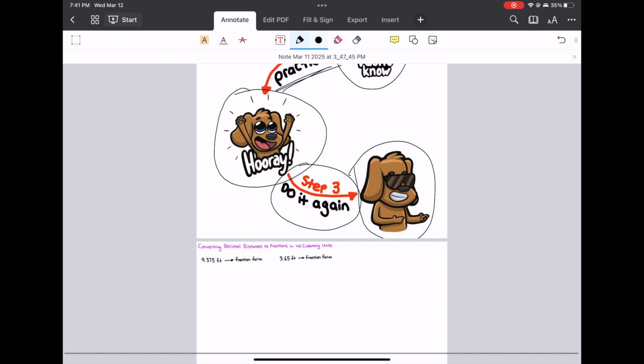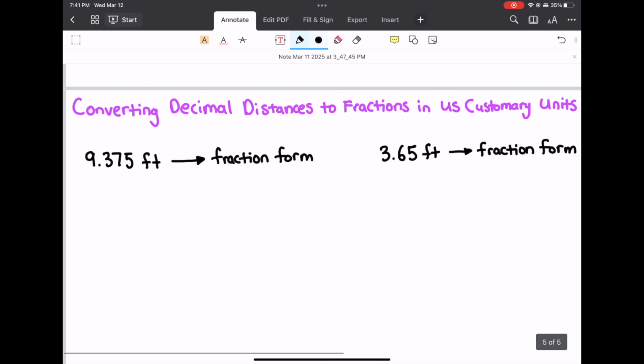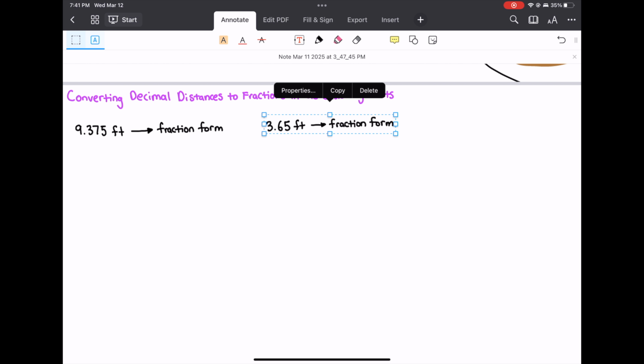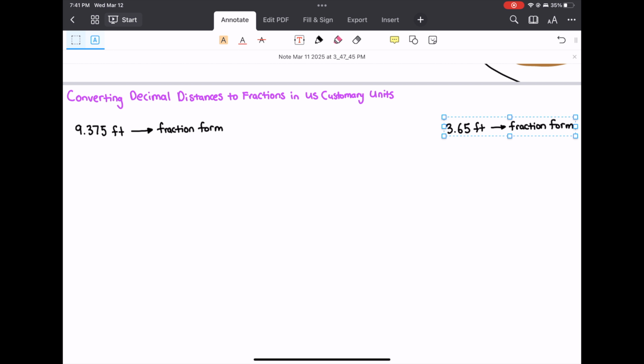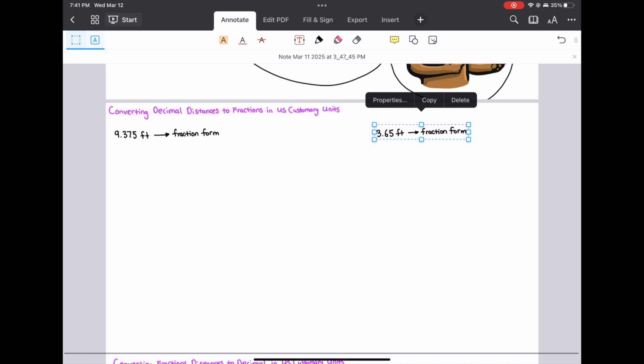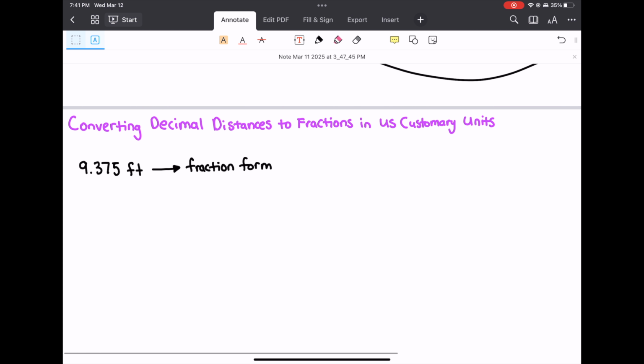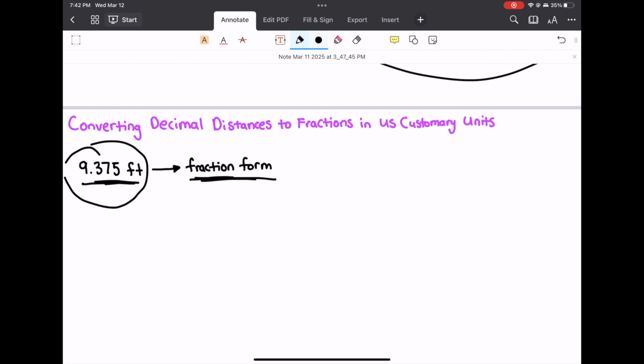So let's go through the first example. I have a couple examples and let's go through it together. First example, let me move the second example farther away so we don't get distracted for now. So first example, we're converting 9.37 feet, and we're going to convert it to the fraction form. Right now it's in decimal form.